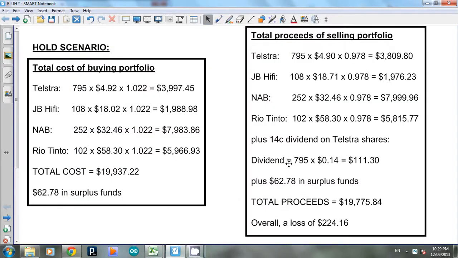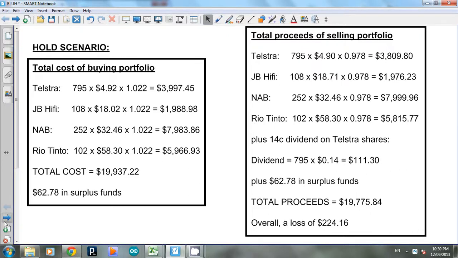So I've multiplied 795 by 14 cents there and got a total dividend of $111.30. So add that on to those four figures there. Also add on the $62.78 in surplus funds you had kicking around. And that gives you a total proceeds of $19,775.84. So in other words, I haven't quite got my $20,000 back. In fact, I've made a loss of $224.16. Okay, so that's the hold scenario.